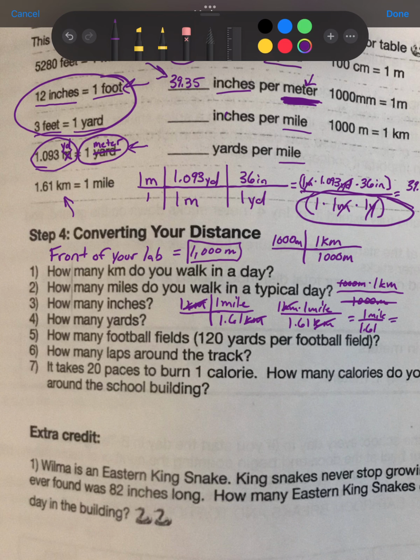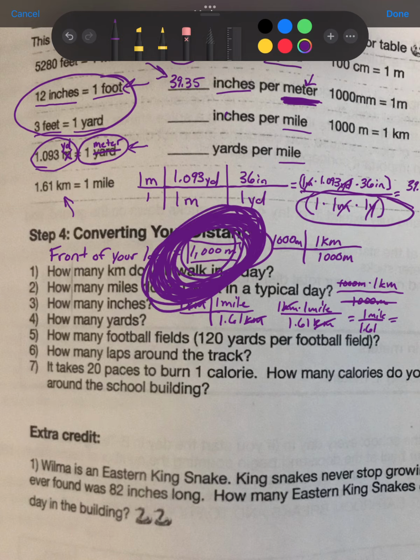Now, this number right here, this 1,000, that's a made-up number. I'm pretending like that was my total that I walked all day long. Your number is going to be different, but how you convert is going to be the same. Okay? So follow this process, and then look, you got inches, yards, football fields. There's 120 yards per football field. Okay? So that's how you go about doing it.